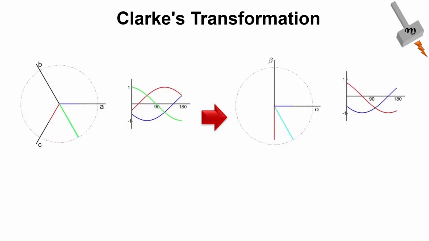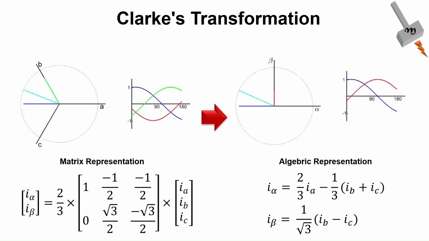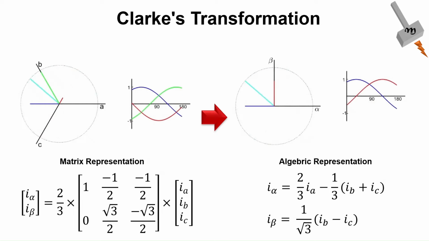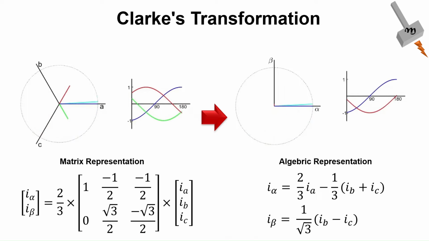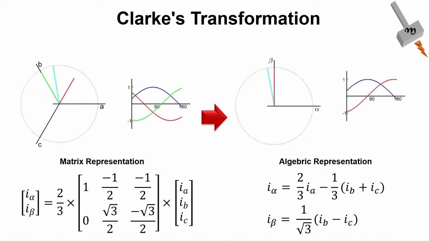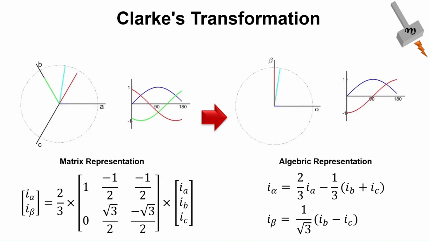The transformation is done using these equations. Here, clockwise is positive and anticlockwise is negative direction. So, IA points in the alpha direction, IB points in the minus cos 60 of alpha direction, sin 60 of beta direction. IC points in the minus cos 60 of alpha direction, minus sin 60 of beta direction.